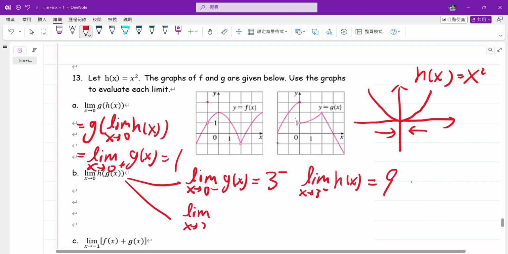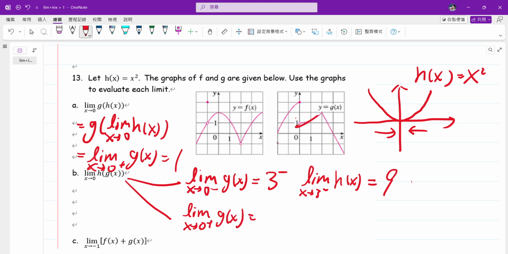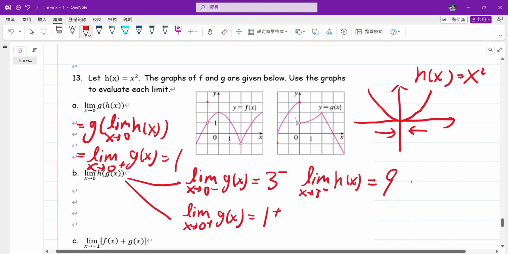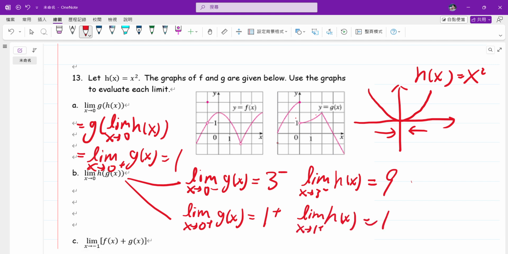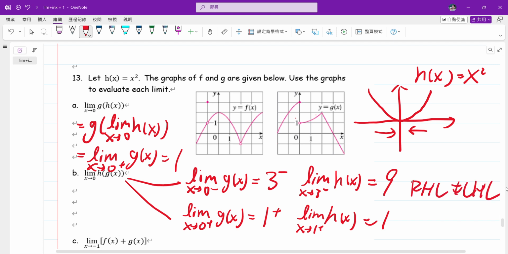The limit x approach 0 from the positive side of g of x. That's 1. That's 1 from the positive side. And the limit x approach 1 from the positive side of h of x equals 1. Okay, RHL is not equal to LHL. So the limit does not exist.